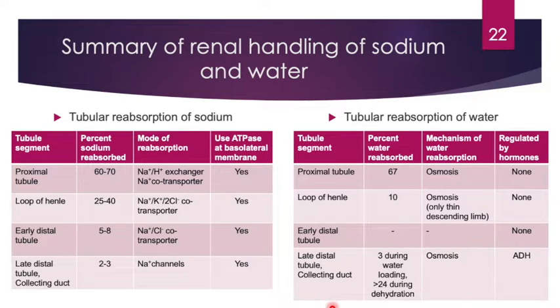Renal handling of water. About 65% of water is reabsorbed at the proximal tubule via osmosis. The proximal tubule is permeable to water, so reabsorption of water does not require any hormones. At the loop of Henle, only the thin descending limb is permeable to water, so only about 10% of water is reabsorbed.